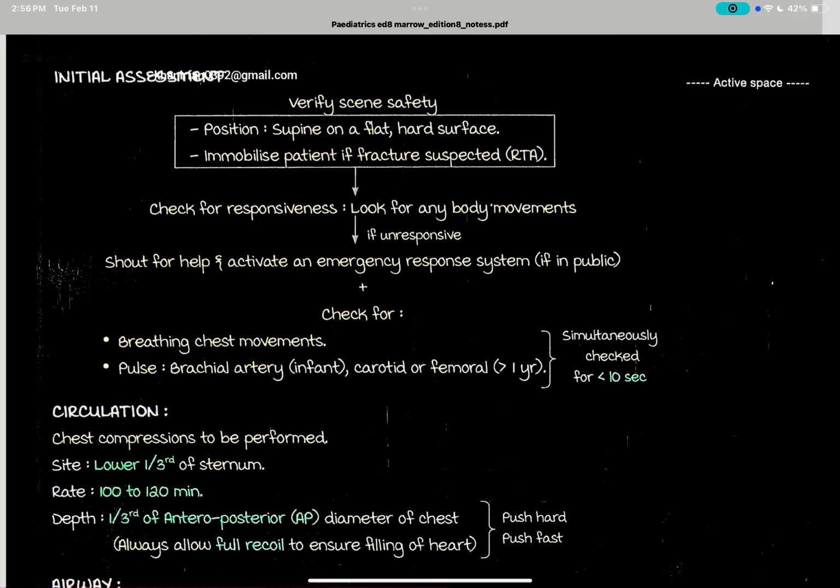Initial assessment. Verify scene safety. Position the patient supine on a flat hard surface. Immobilize the patient if a fracture is suspected, for example in a road traffic accident. Check for responsiveness: look for any body movements.